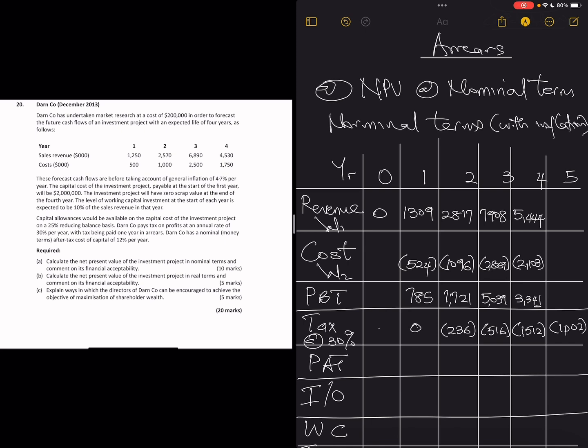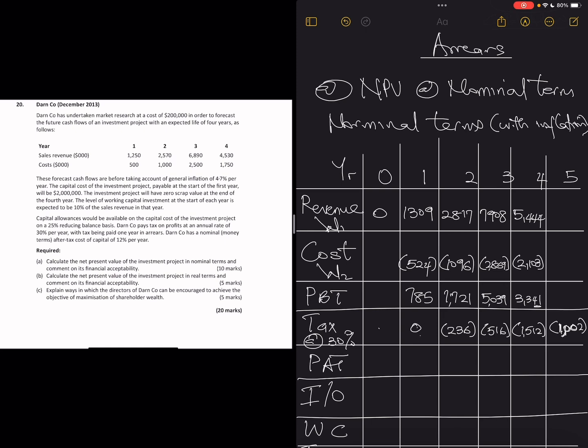So that is a tax payment, 1002. So that's the tax payment at 30%.